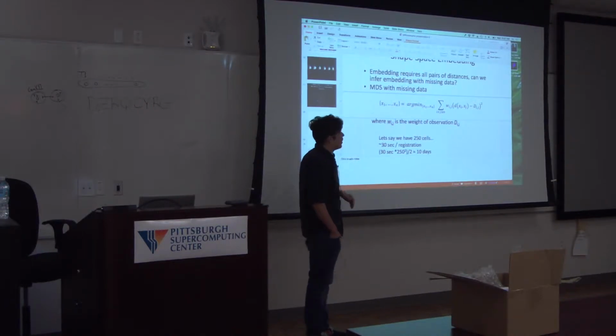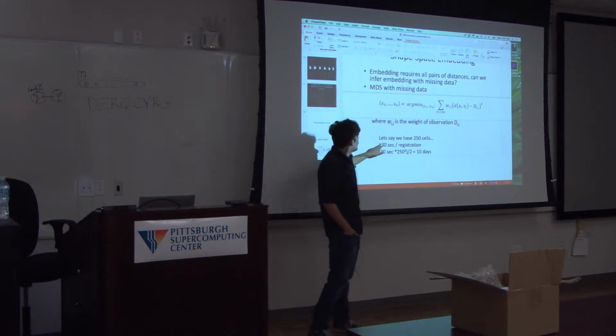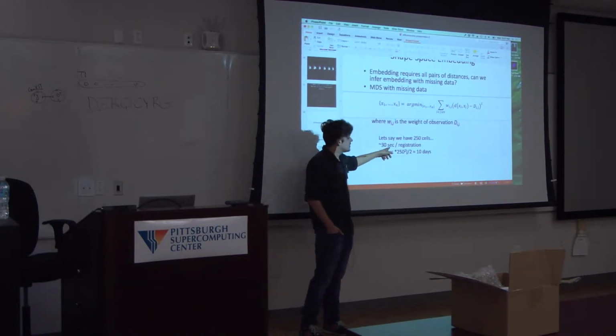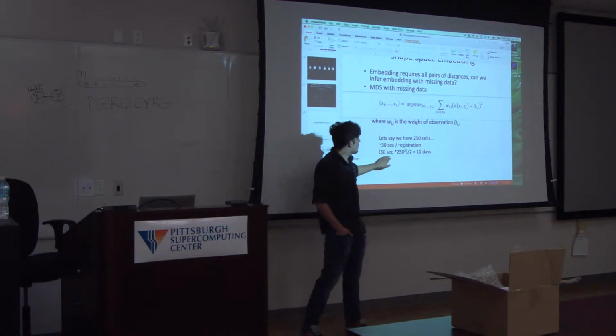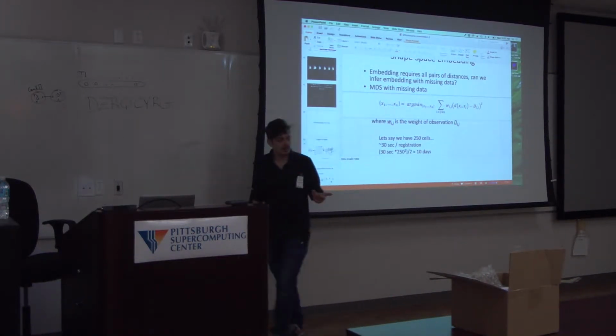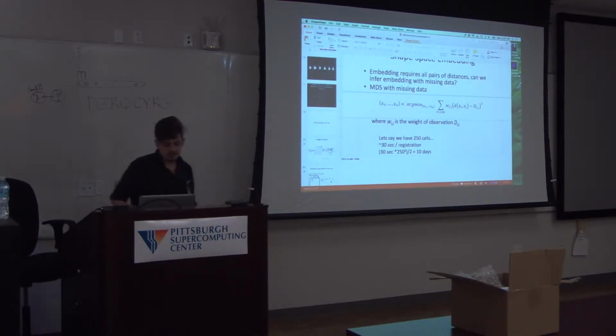And an illuminating example of why we'd want to do this is, let's say we have 250 cells, and it takes about 30 seconds to find the LDDMM distance between any pair of these cells. This would take about 10 days of computation time on a single core computer. So it may be useful to be able to find a good enough embedding given a subset of those observations.